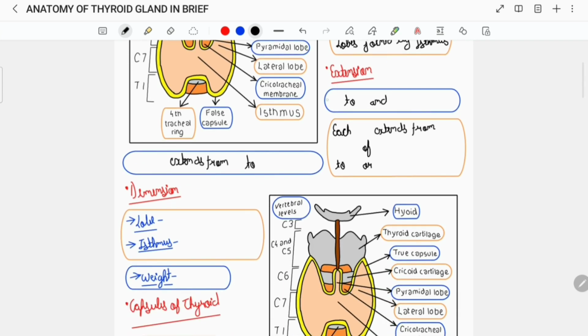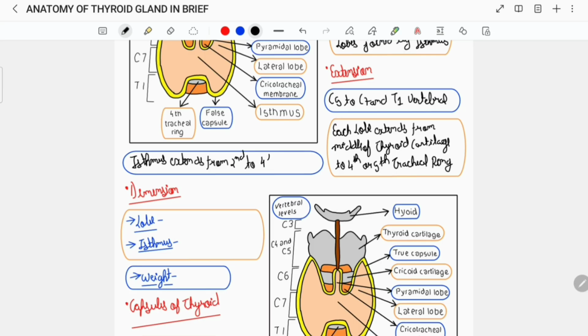The thyroid gland extends from the C5 to the C7 and the T1 vertebra. Each lobe extends from the middle of the thyroid cartilage to the fourth or the fifth tracheal ring. And the isthmus extends from the second to the fourth tracheal ring.